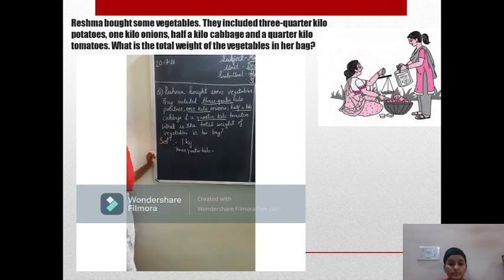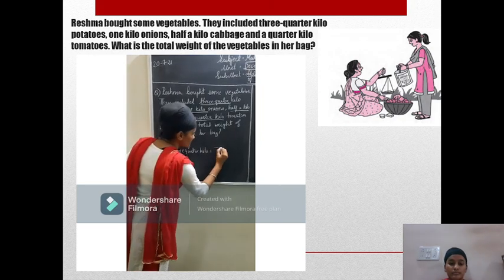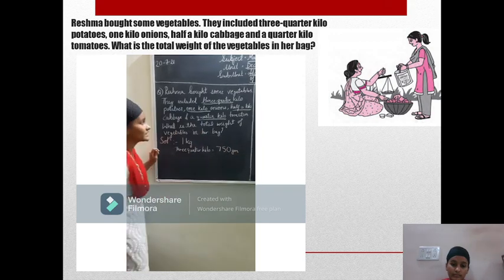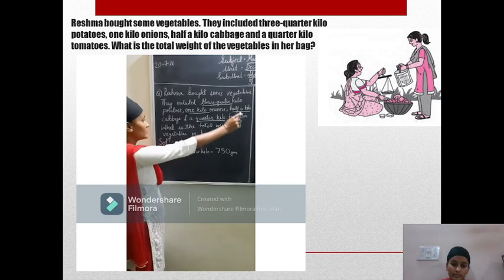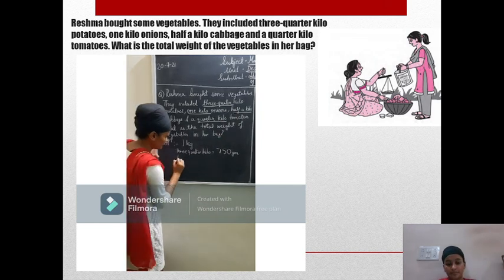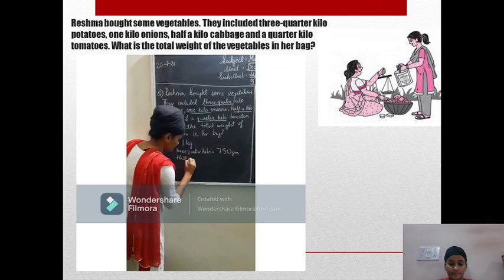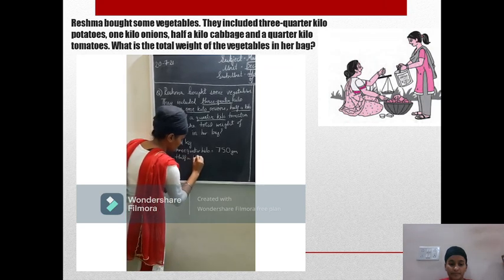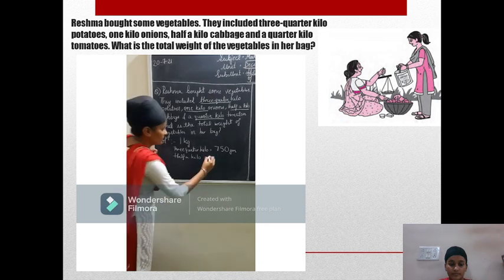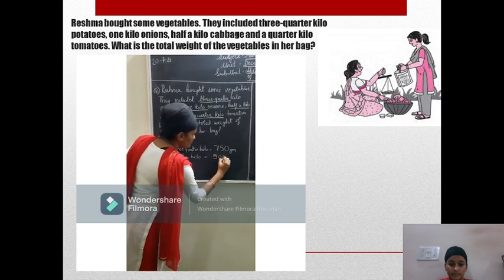It is 750 grams. Very good, students. Now tell me, students, how much is half a kilo? Half a kilo is how many grams? It is 500 grams. Very good, students.